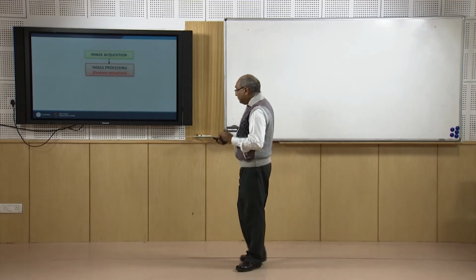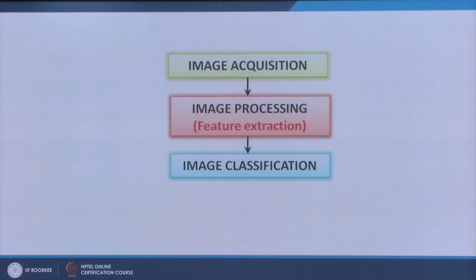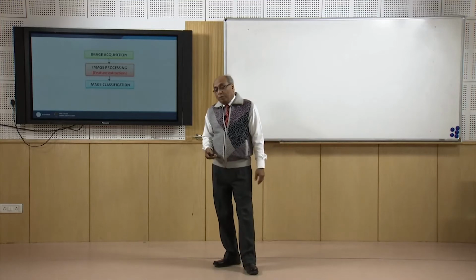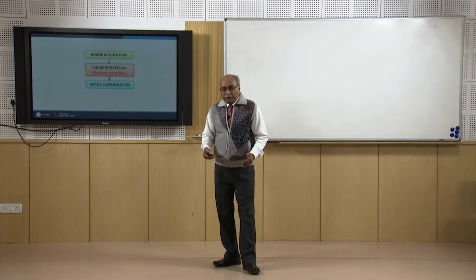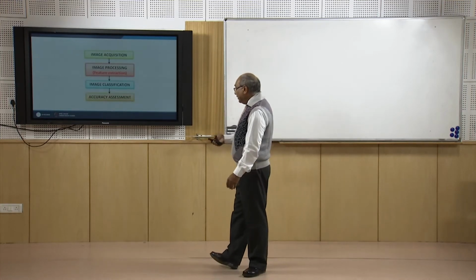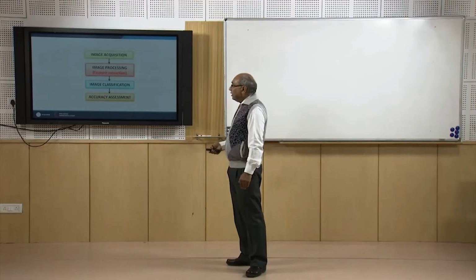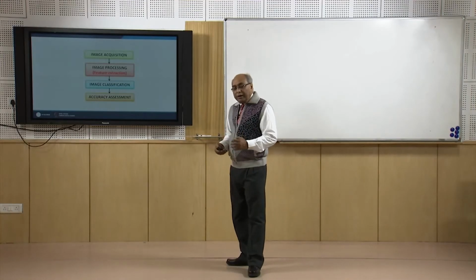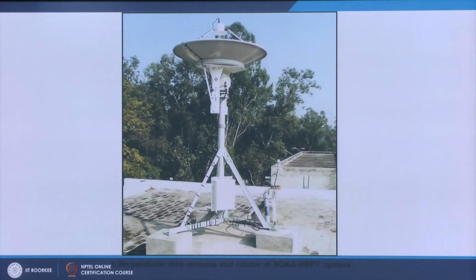So, for that we go for, and the third one is image classification. After enhancement, one may go for image classification, creating some output maps like land use map, forest density cover map, a lithological map, a soil cover map, and so on and so forth. And finally, one would like to assess the accuracy part after doing image classification. So, these are the broad 4 steps.